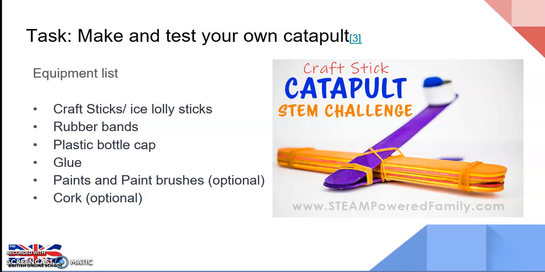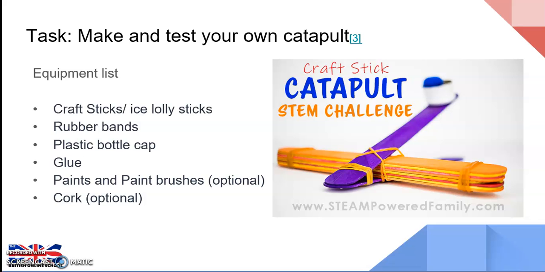In today's task, as part of your home science learning, you're going to make and test your own catapult. Now the equipment list, like always, is a suggestion and you can substitute with similar items that you might have at home. So let's just go through these and have a think about what you could use.